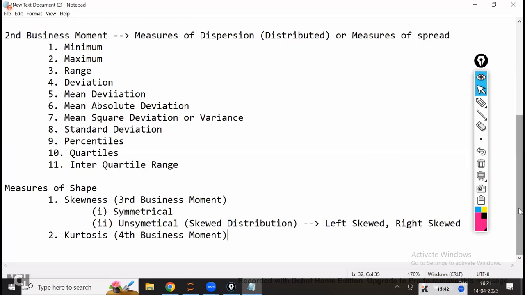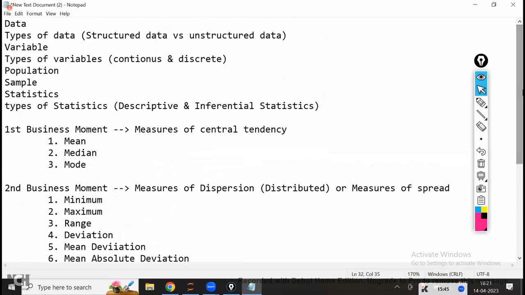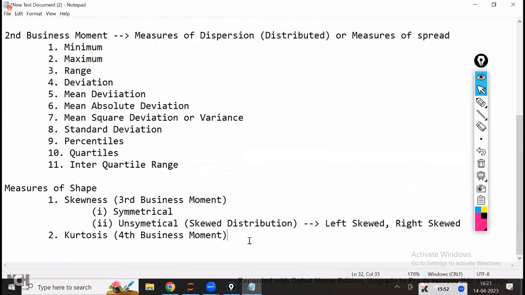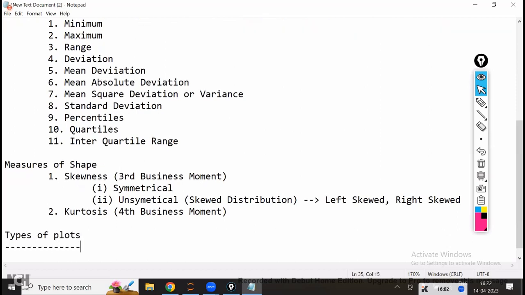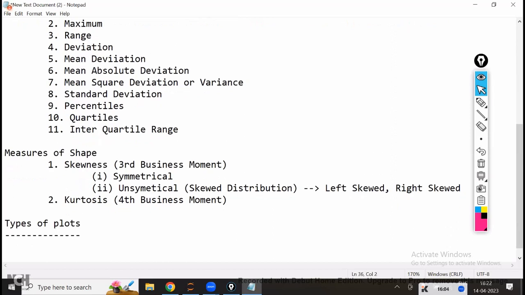Now next, with respect to the types of variables we have, continuous variable and discrete variable, for different types of variables we have different types of plots. Next heading is types of plots. In the plots we have discussed, first for continuous variable, histogram. Before histogram, first we saw the bar plot. Bar plot is applied for the discrete variable.